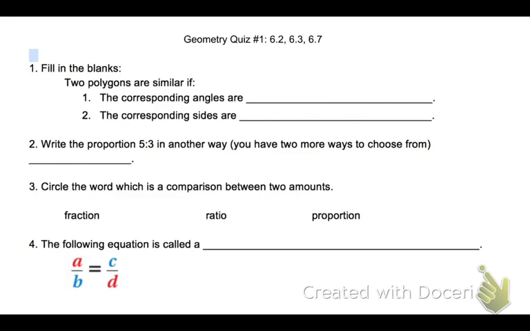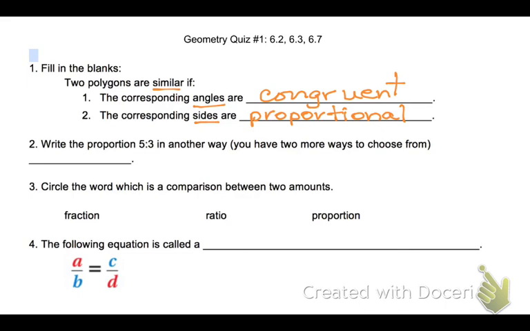2 polygons are similar. Okay, we've been doing this a lot, so hopefully by now you are remembering. The corresponding angles are congruent, which means they are equal. Their measures are equal. The corresponding sides are proportional. They are not equal, they are proportional.